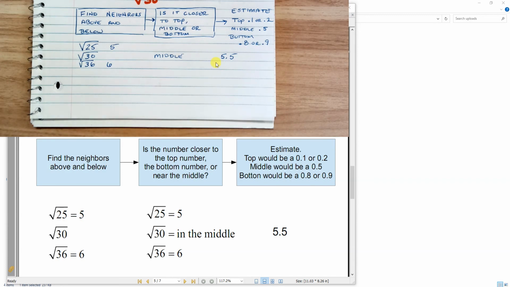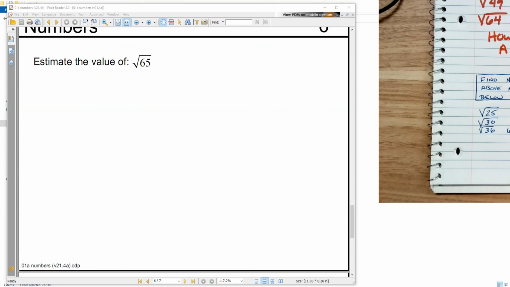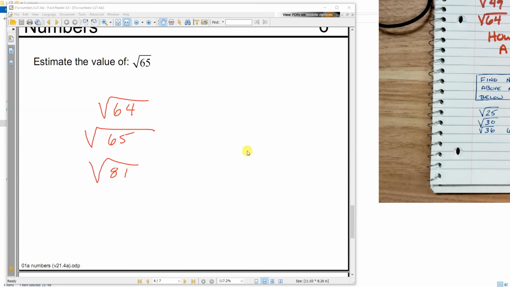So let's do another estimate here. Square root of 65. Let's find his neighbors. There's his neighborhood. Is he closer to the top, the bottom, or the middle? Well, he's closer to the number above him, which means it's going to be about, what do you think, about an 8.1? It's just a little bit bigger than 8. So the square root is 8.1.